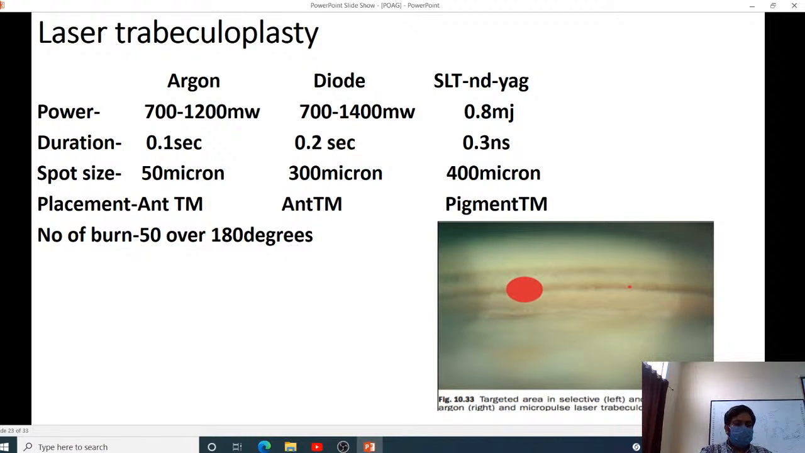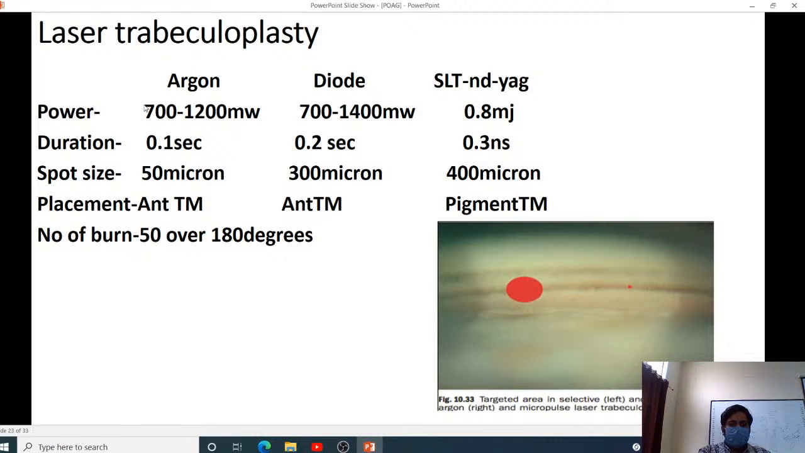It is nothing but using argon laser or diode laser, we focus on the target area in the trabecular meshwork at the angle, and here we give lasers. So there are two types: one is argon laser trabeculoplasty and the other is selective laser trabeculoplasty, what we call ALT and SLT. In selective laser we use Nd:YAG.